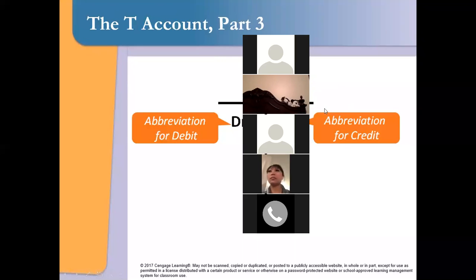All right. When we see DR in our homework or in the textbook, DR is just an abbreviation for debit, the left side of the T account. CR is just a short abbreviation for credit, the right side of the T account.